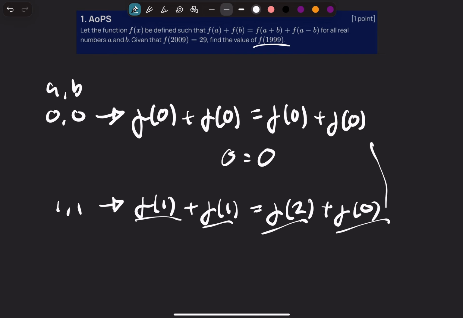We tried to work that out from our first step, but substituting in 0, 0 wasn't too helpful. So it turns out 1, 1 isn't too helpful either.